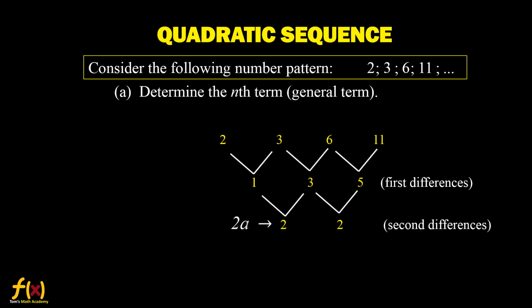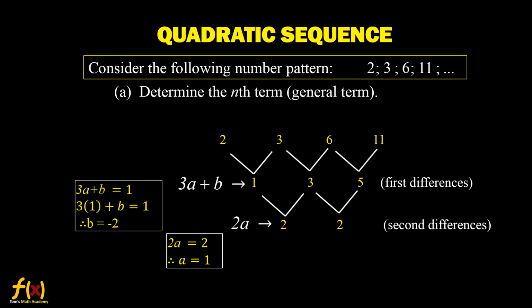So we are going to find the general term. The method is we take 2a equal to 2. From there we solve for a equal to 1. Again, the first term of the first difference, that is 1. We take 3a plus b equal to that number. And from there we substitute a and solve for b. We get b equal to minus 2.